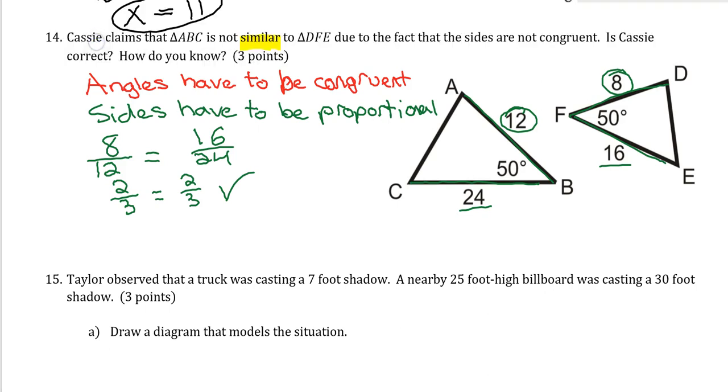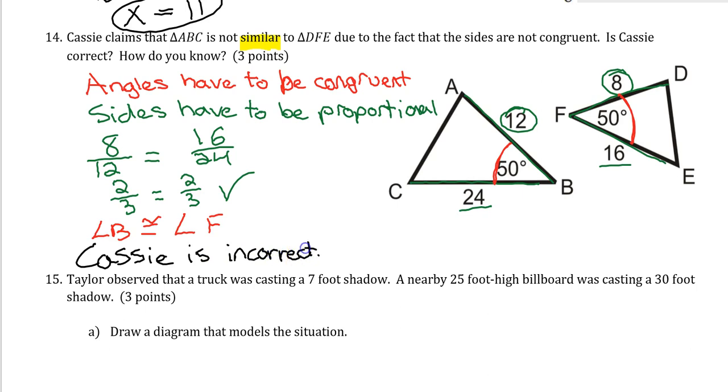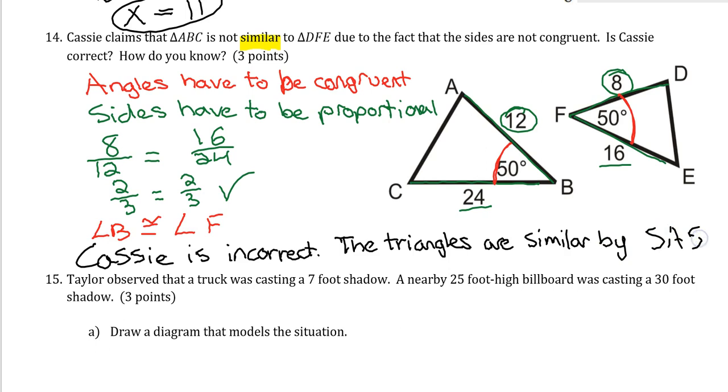And the angles between them, right, well, if I connect those two sides, have to be congruent. Well, angle B is congruent to angle F. Okay. So, Cassie is incorrect. The triangles are similar by side, angle, side.